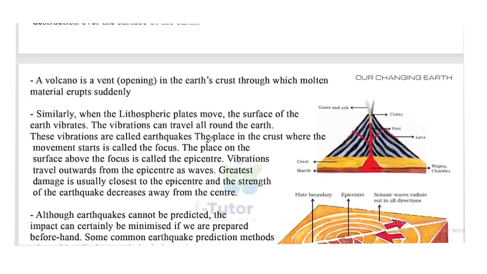Now a volcano is a vent. Vent means opening. A volcano is an opening in the earth's crust through which molten material erupts suddenly. Look at this picture. This is the crust and this is called the vent. This molten material is magma, and when it comes out it is called lava. That is how a volcanic eruption happens.